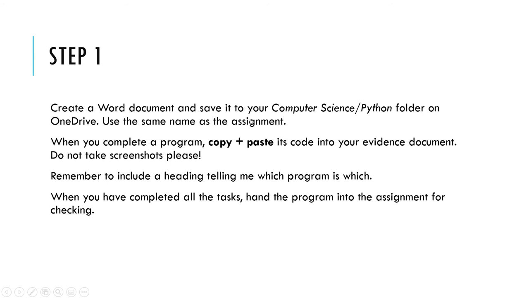What you then want to do is create a file, save this into your computer science Python folder. If you haven't got a computer science Python folder, you need to create one right now. That'll be created on your OneDrive, and for this task you want to name that Word document after the assignment we're doing. Now when you write your programs, I'd like you to copy and paste the code from the program into the evidence document.